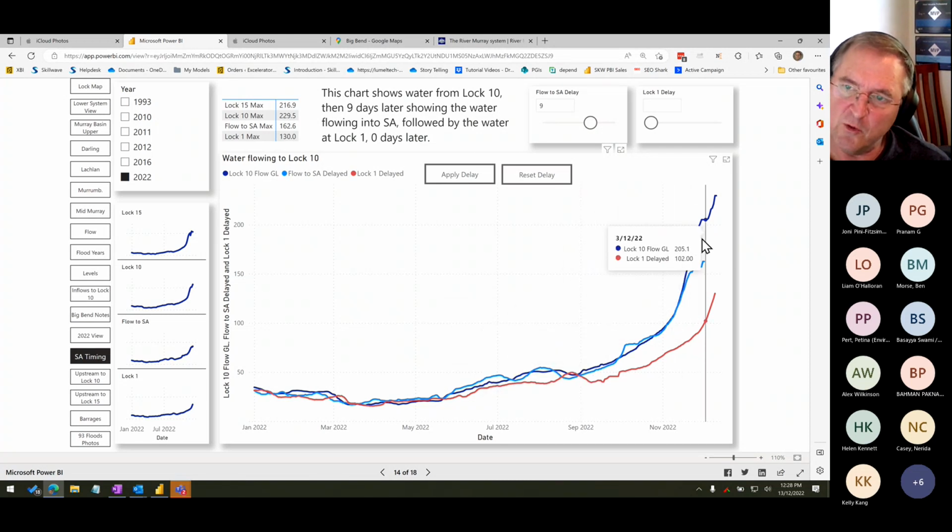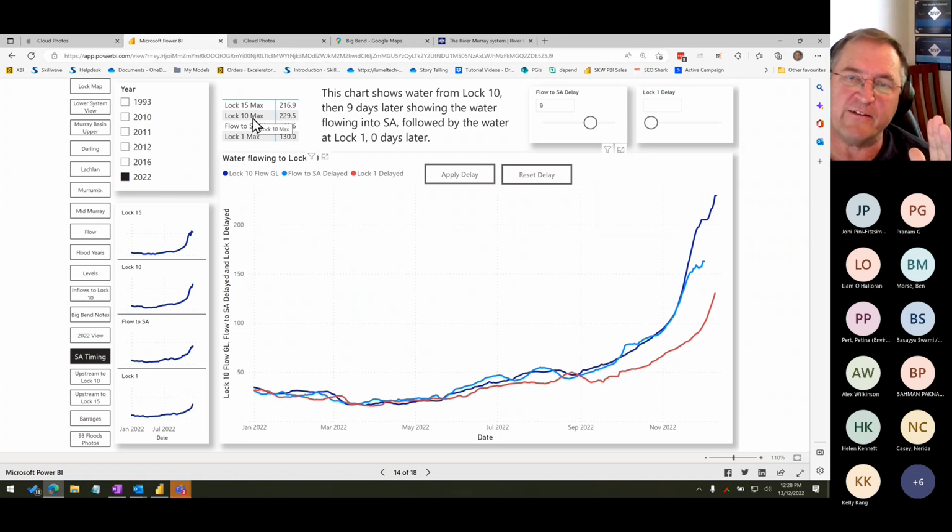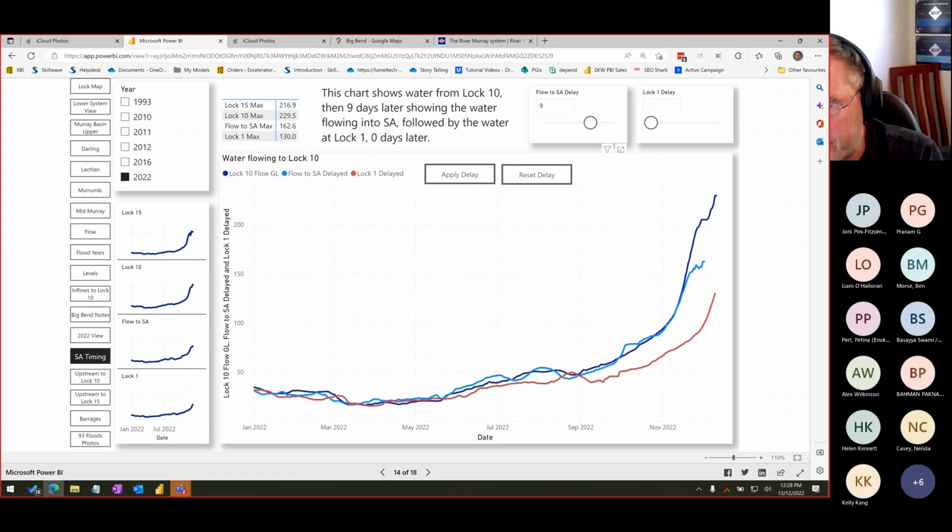To me, it says whatever happens at lock 10, about 9 days later appears to happen in this data point called the flow to SA, which is where they measure the water coming over the border. Now, notice that this is flattening out a little bit here, but there's also a bit of flattening going on here as well. And so, I would expect to see some reduction in flow coming from lock 10 to SA.